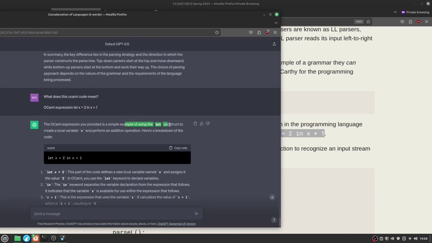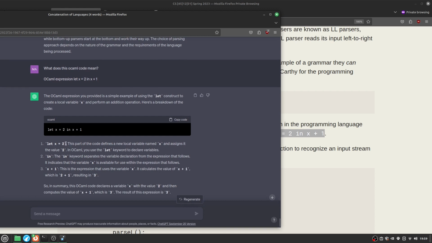A simple example of using the let construct to create a local variable x and perform an addition operation. Let x equals 2, this part of the code, simple. The in keyword separates the variable declaration from the expression that follows. It indicates that the variable x is available for use within the expression that follows. This is the expression that uses the variable x. It calculates the value of x plus 1, which is 2 plus 1, resulting in 3. So in summary, this is okay.